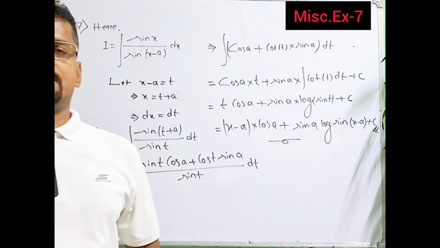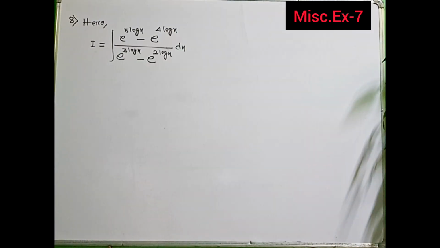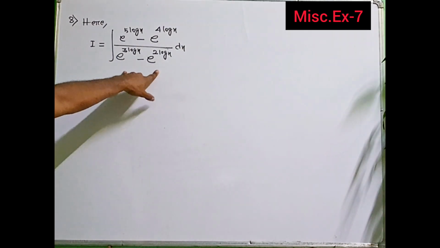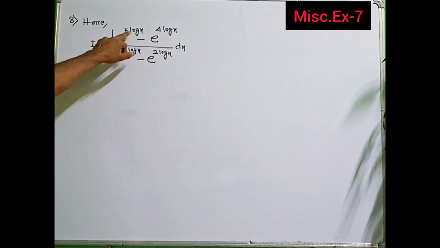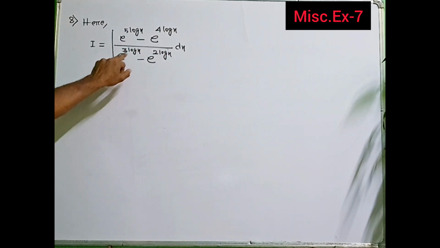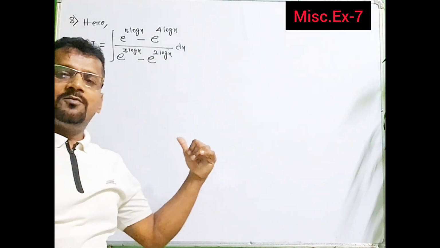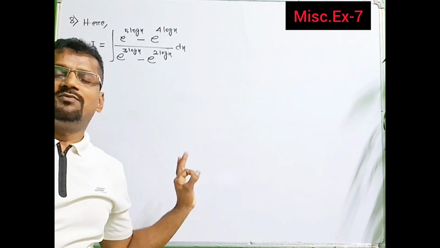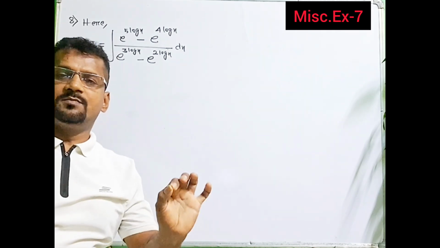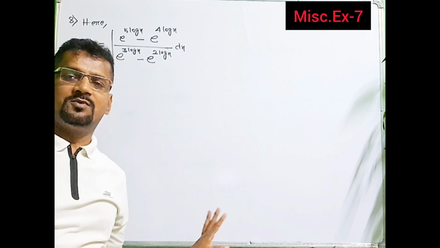Now let us take question number 8. Let us see the integrand at first, the function actually: e to the power 5 log x minus e to the power 4 log x, divided by e to the power 3 log x minus e to the power 2 log x. Whenever you see this problem, you will feel that it's very complicated and difficult, but you just have to know a simple property of logarithm, and if you use that property, it's a simple integration.